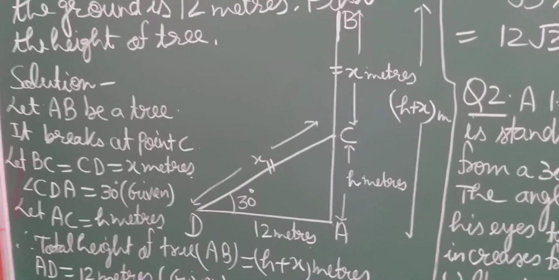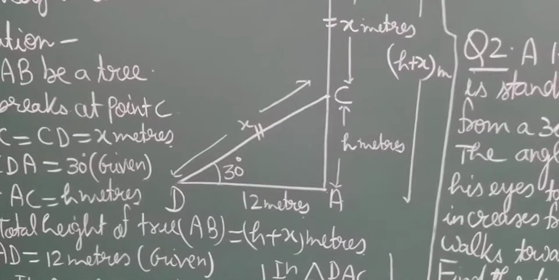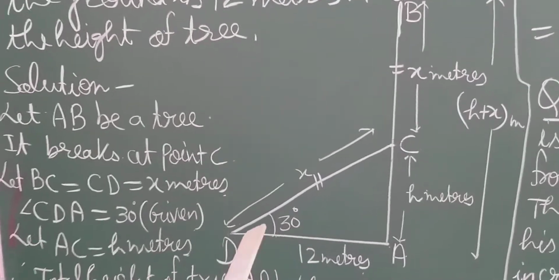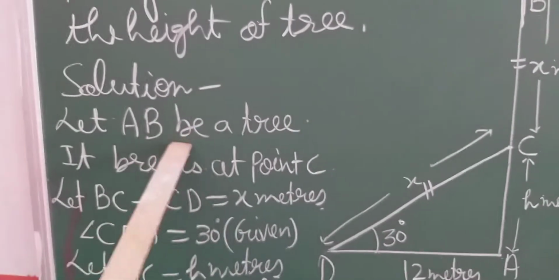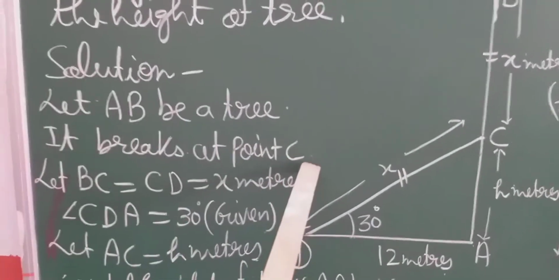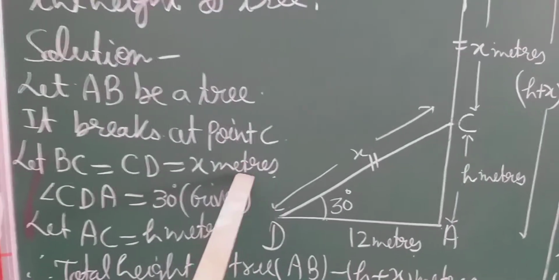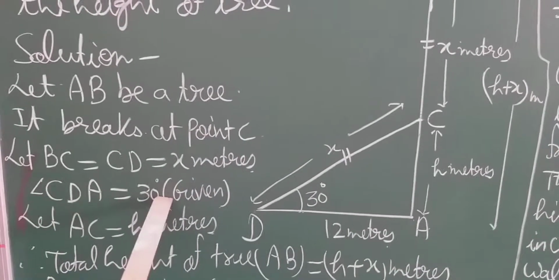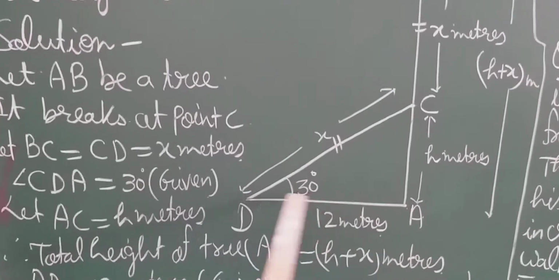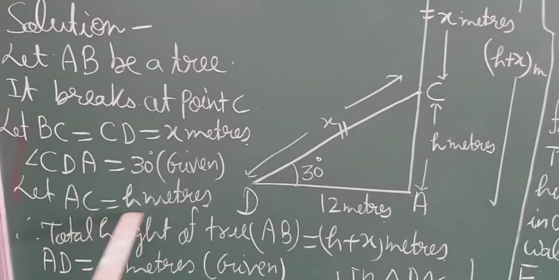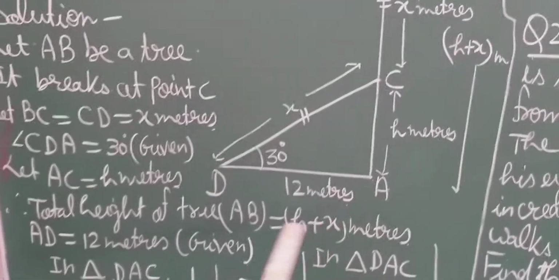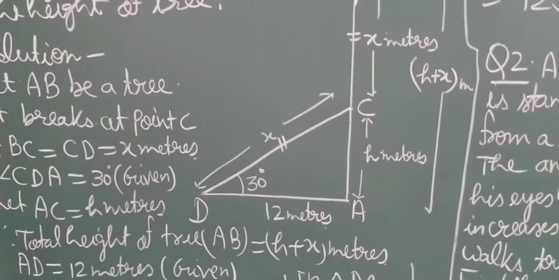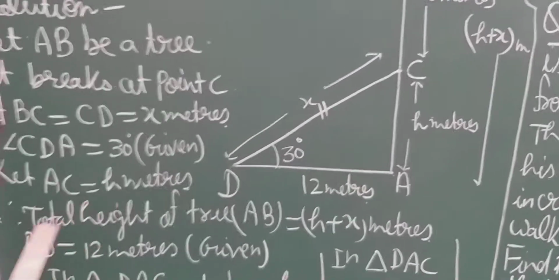Students, remember your diagram should be neat and clean and all the things should be mentioned in the diagram. And we have to write about the diagram here. Let AB be a tree. It breaks at point C. BC equals CD equals x meters. Angle CDA equals 30 degrees, given. Let AC equal h meters. So the total height of the tree AB equals h plus x meters. AD equals 12 meters, it is given to us.